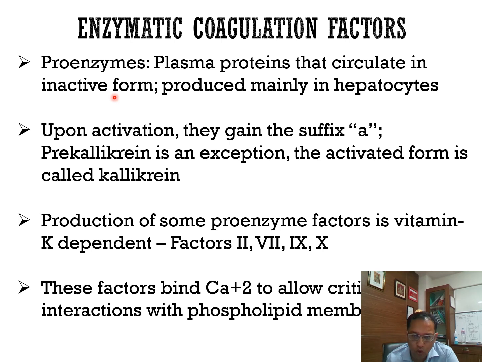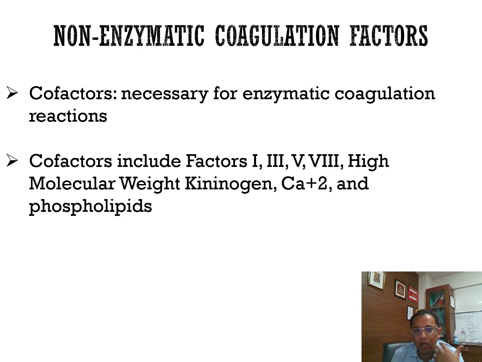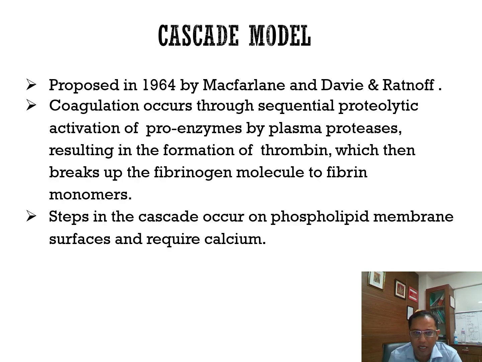Production of some proenzyme factors is vitamin K dependent. So it's very important to remember which ones of them are vitamin K dependent. These are factors 2, 7, 9 and 10 along with protein C, protein S and protein Z. Then some are calcium dependent and they require interaction with the phospholipid membrane. Coming to the non-enzymatic coagulation factors, these are cofactors which are necessary for enzymatic reaction, and these include factor 1, that is fibrinogen, factors 3, 5, 8, high molecular weight kininogen, calcium and phospholipid. We'll be talking about these when we actually go to the coagulation cascade.